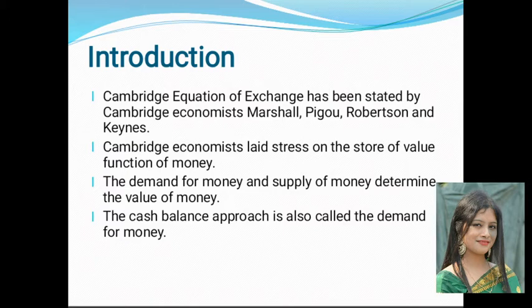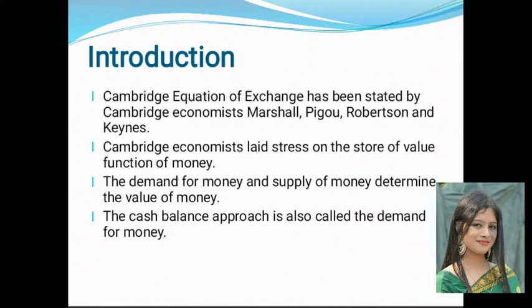So, according to the cash balance approach, the demand for money and the supply of money determine the value of money. This approach considers the demand for money and supply of money at a particular moment of time. Since at a particular moment the supply of money is fixed, it is the demand for money which largely accounts for the changes in the price level. As such, the cash balance approach is also called the demand for money approach.